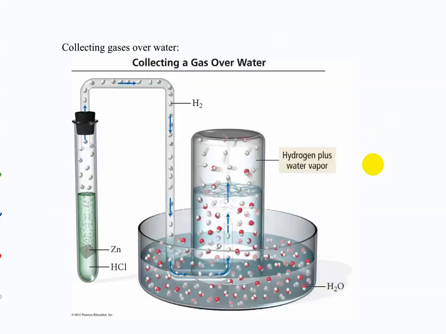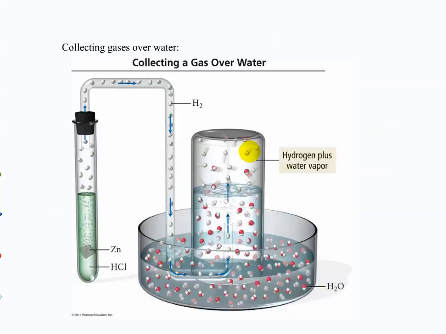And depending on how far that water is pushed down, you can measure the pressure, the overall pressure of the gas, and that tells you how much gas you have. But there's a problem. When you collect something over water, that hydrogen gas is not the only gas in that container, because there's also water vapor in there.